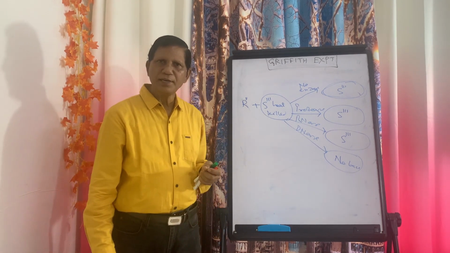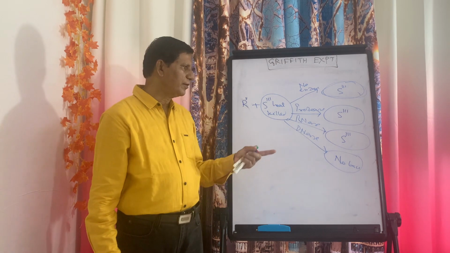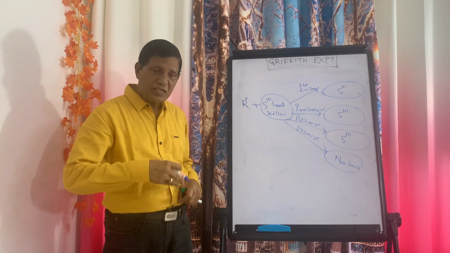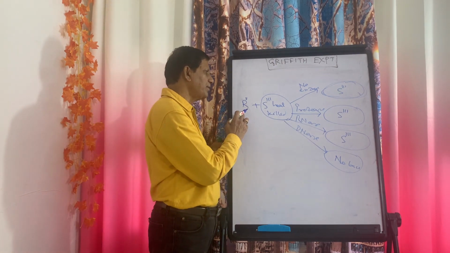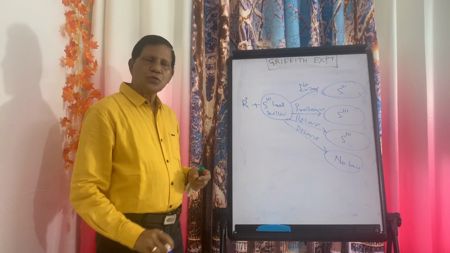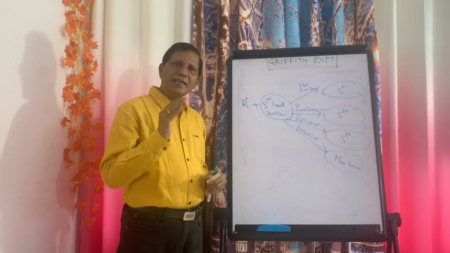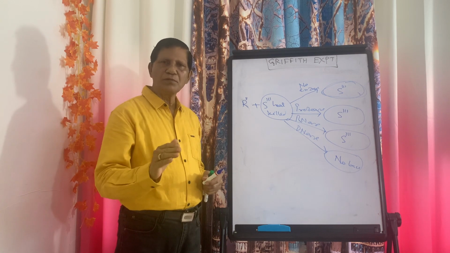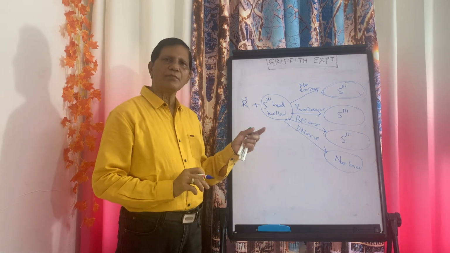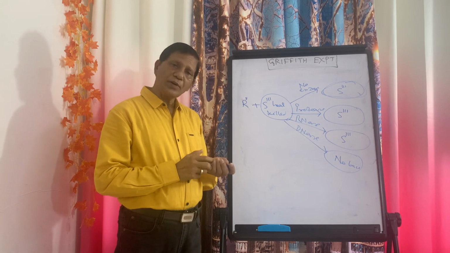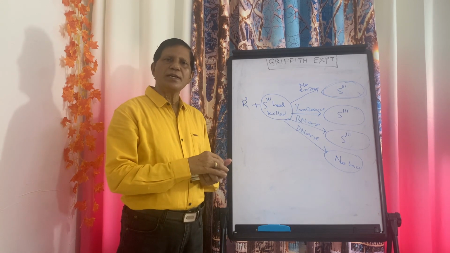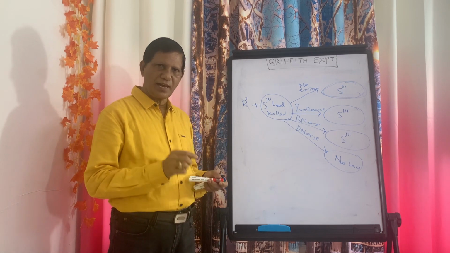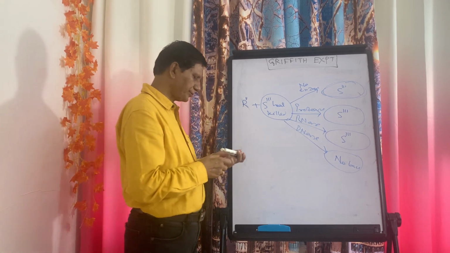So which is the transforming principle? Now it is concluded that the DNA is the genetic material. It transforms the R2 type into S3 type. So the genetic material is DNA. It was first concluded by Avery, MacLeod and McCarty. But here one important thing, most of the students, they confuse how actually this transformation is taking place. I am explaining it very briefly.